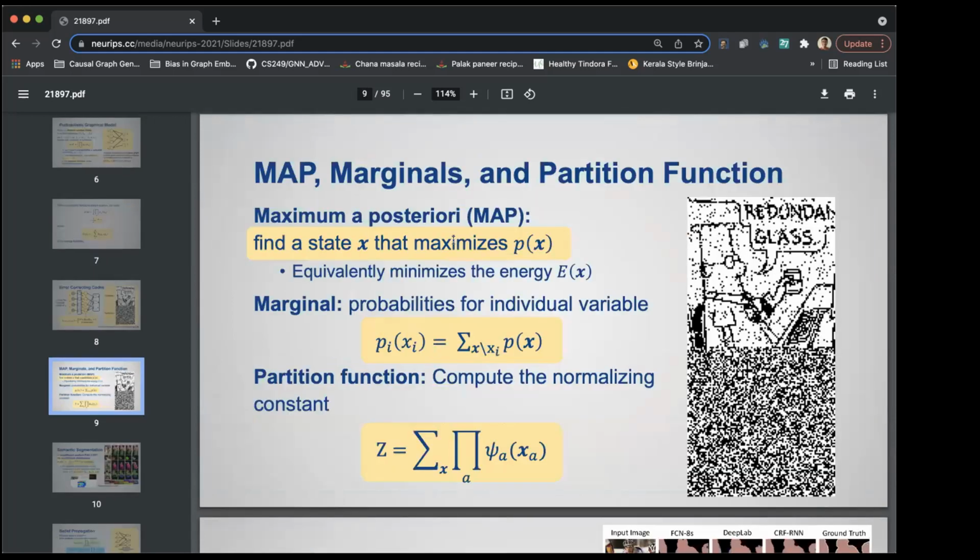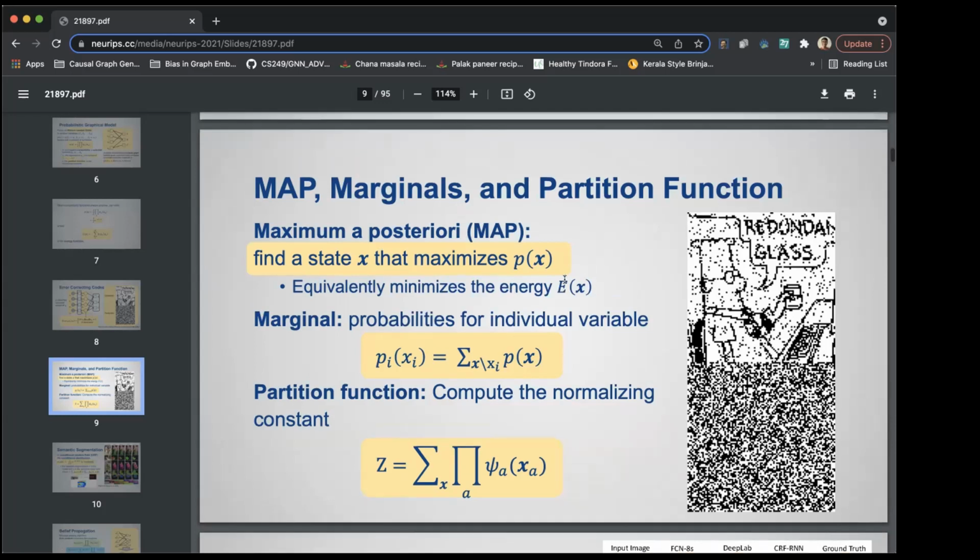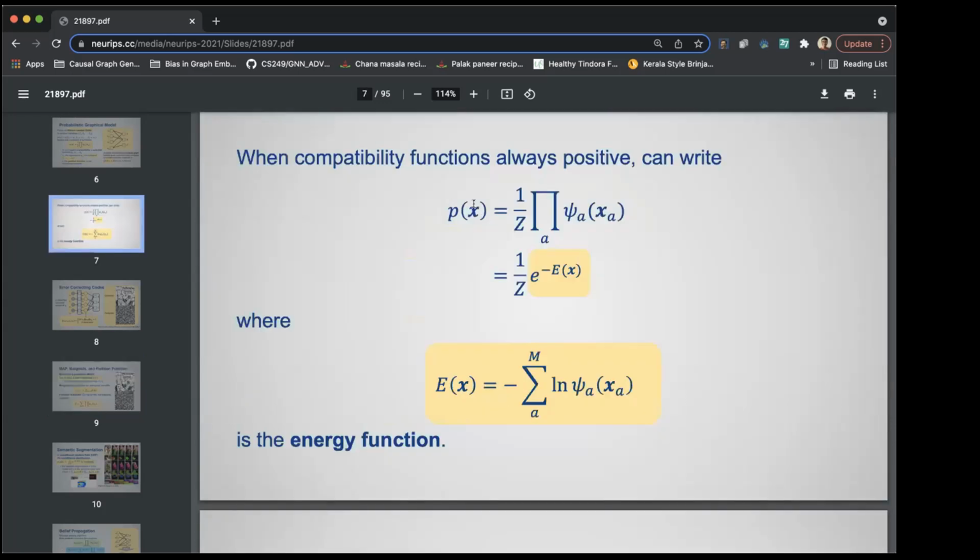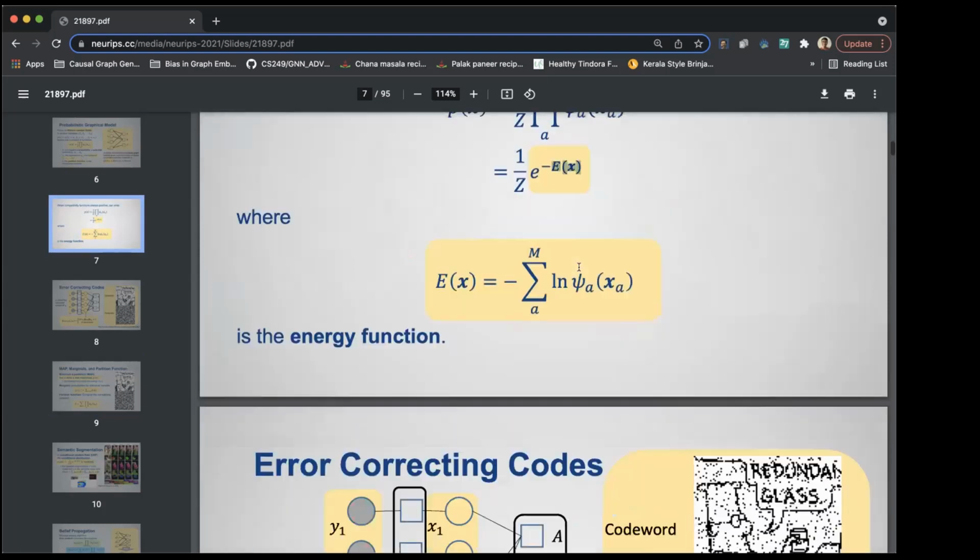So we're going to look at maximum a posteriori marginals, where the objective is to find a state X that maximizes the joint probability distribution and equivalently minimizes the energy. So remember, we had seen here that in order to find the instantiation of X that maximizes this joint probability distribution, we can minimize this energy as an equivalent objective.